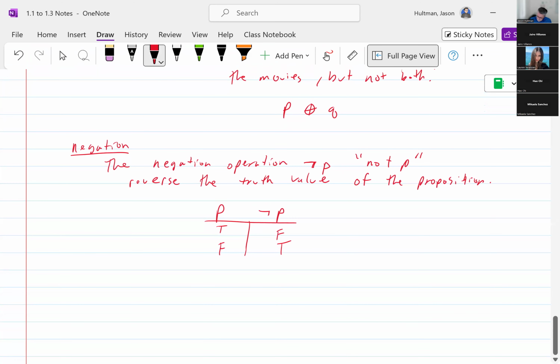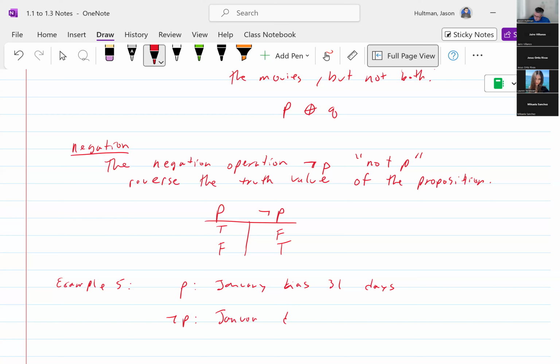Okay, example 5. P: January has 31 days. What would not P be? What would not P be? That it doesn't have 31 days. Yeah, thank you, Jesus. January does not have 31 days. And so the truth value for January has 31 days is true. The truth value for it not having 31 days is false.